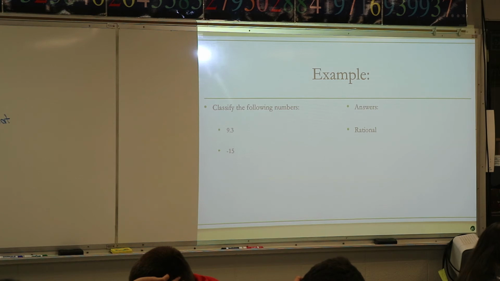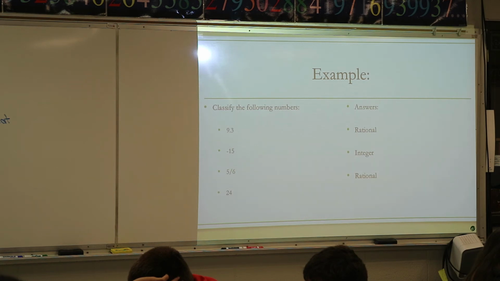-15. What category? Integers. It can also be a rational number, because I can make that -15 over 1. It's a whole number, I can put it over 1. So that is an integer by its first category. Next number, 5/6. What category does 5/6 fit into? Rational, because it's a fraction. If you can write it as a fraction, it's automatically rational.